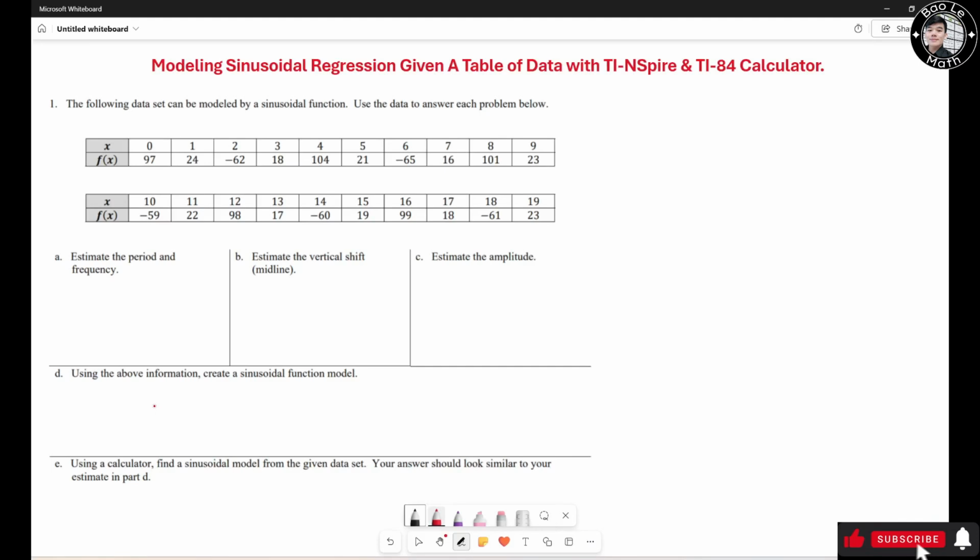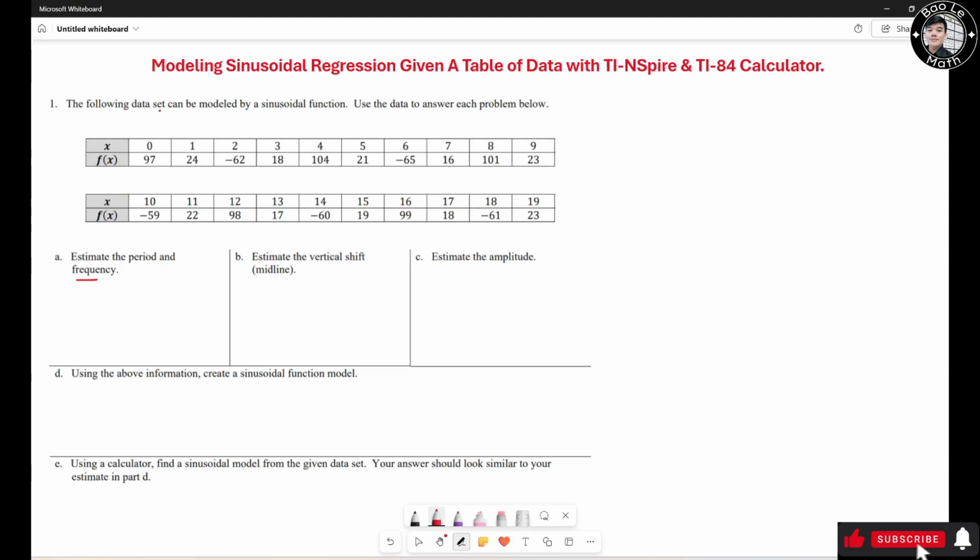Hello everyone, in this video we will learn how to model sinusoidal regression given a dataset with TI-Nspire and TI-84 calculators. Alright, so given a table of datasets right here, question A: estimate the period and frequency. In order to find the period, we need to find the distance between two maximum or minimum values.